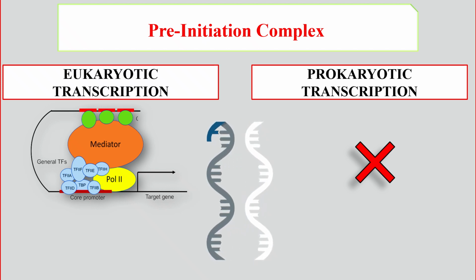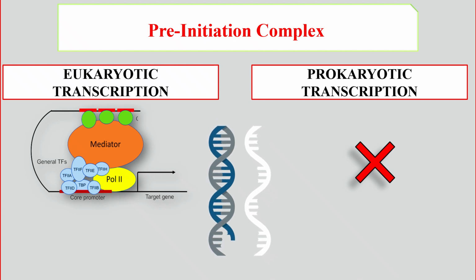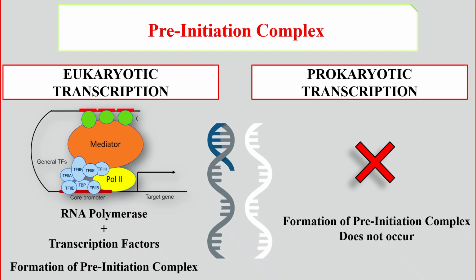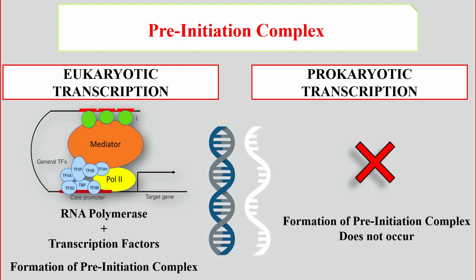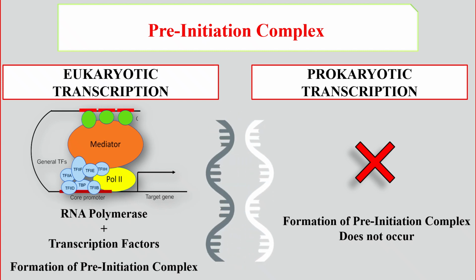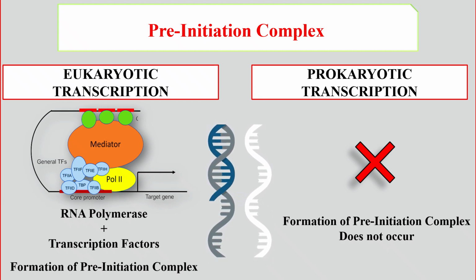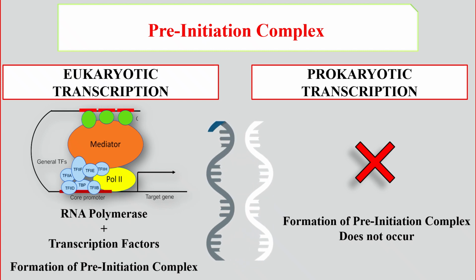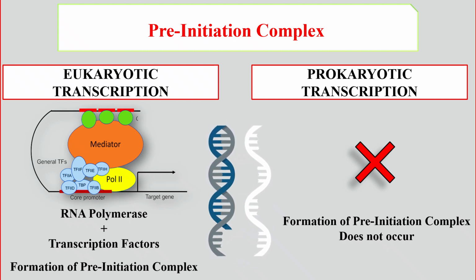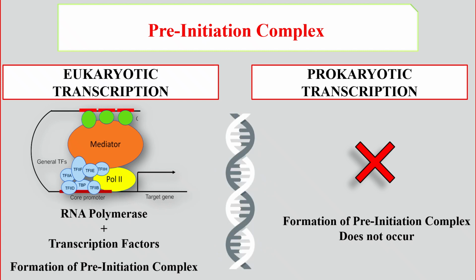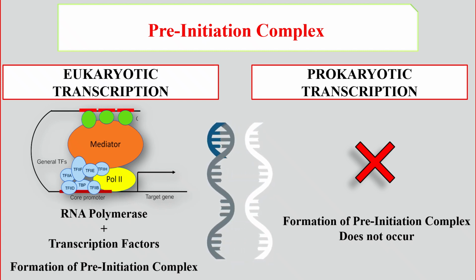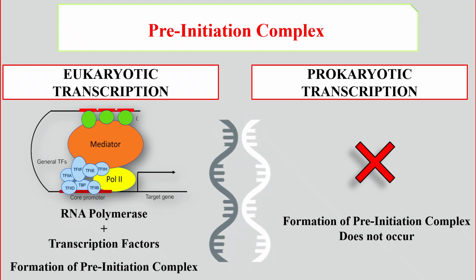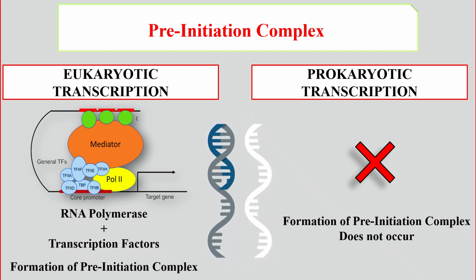So there is the formation of the pre-initiation complex in eukaryotic transcription because of the presence of the histone proteins, while in prokaryotes, as the DNA is present freely in a loose chromatin form in the cytoplasm, there is no requirement for the complex initiation process. So there is no formation of a pre-initiation complex in prokaryotic transcription, because the DNA of the eukaryotes is more complex than that of the prokaryotes. Therefore, the pre-initiation complex will be formed in eukaryotic transcription.